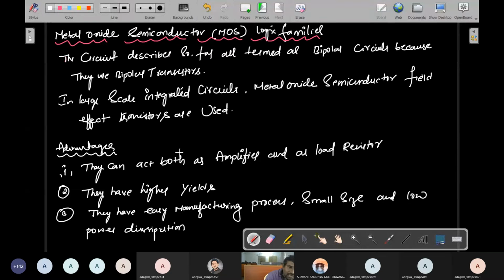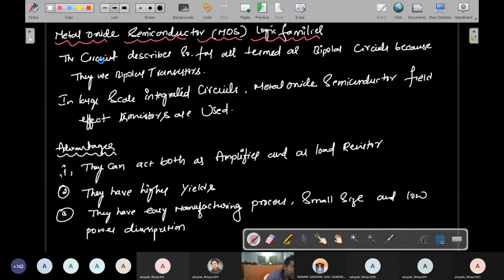So that is nothing but enhancement type. Maximum MOS logic families are constructed by using enhancement type MOSFETs only. They are giving only enhancement type is preferred over a depletion type. So that is the last point.